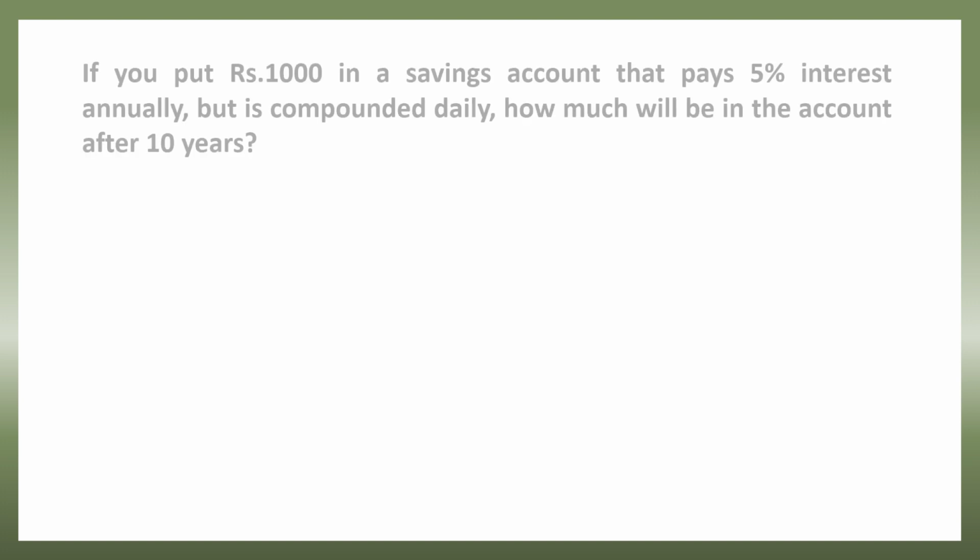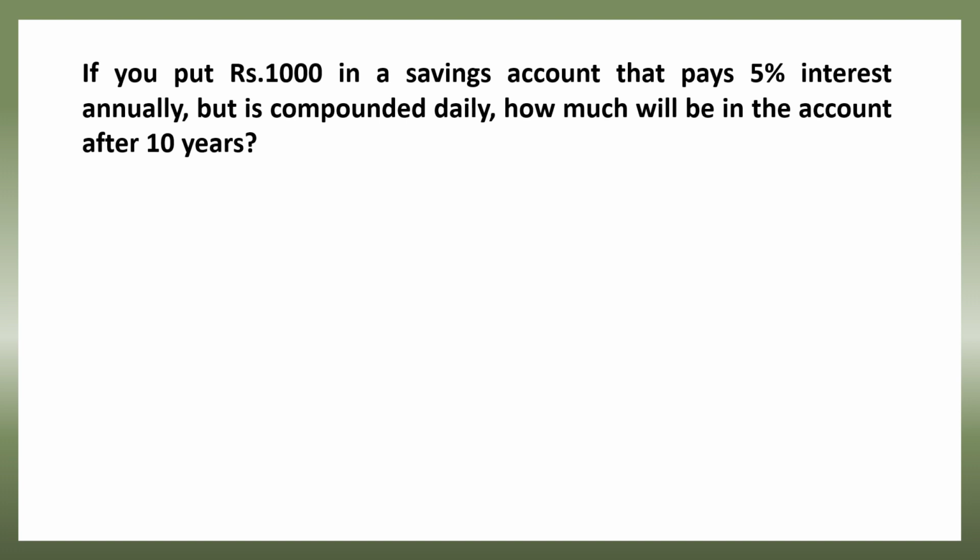Now, let us take an example. If you put rupees 1000 in a savings account that pays 5% interest annually, but it is compounded daily, how much will be in the account after 10 years? What things are given in the question? First of all, it is given that if you put rupees 1000 in a savings account, that means that is something done now. So, 1000 is the present value.